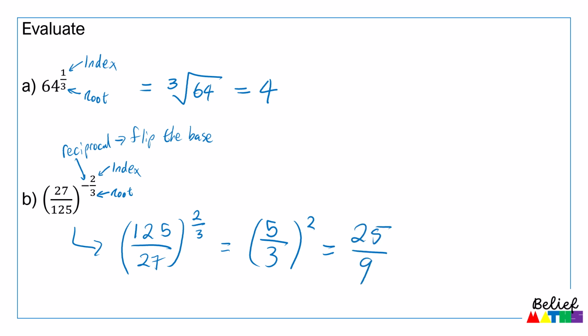Now you can apply the squared first and try and do 125 squared and 27 squared, and then try and cube root that answer. But with these questions on a non-calculator paper, if you do the root first and then the index, it tends to work out a little bit easier for you. So that's our answer simplified.